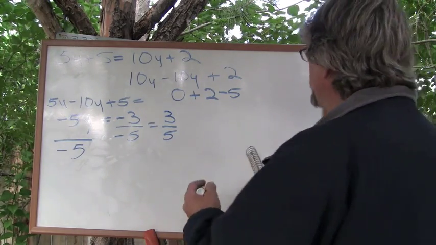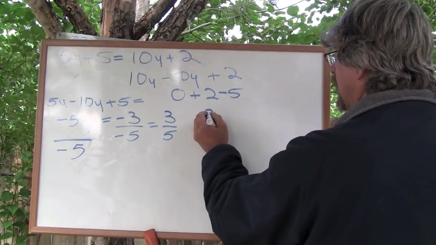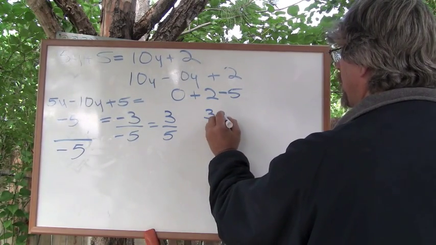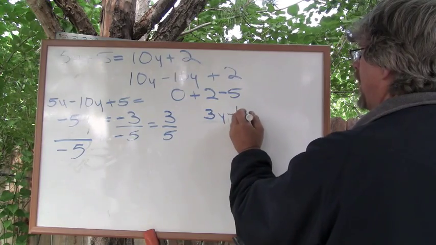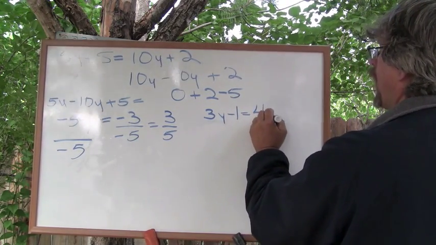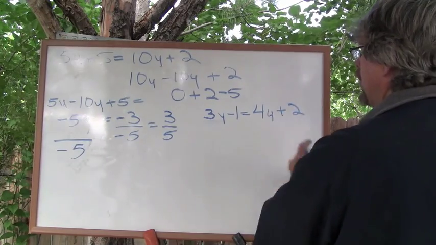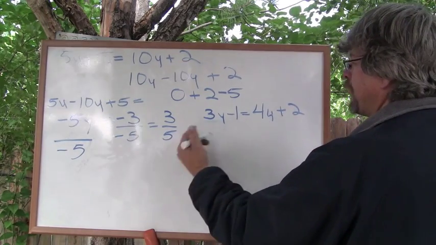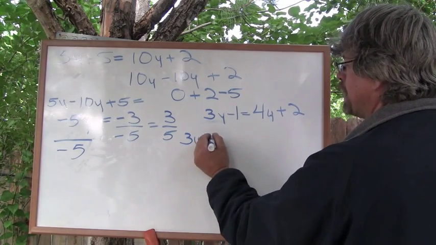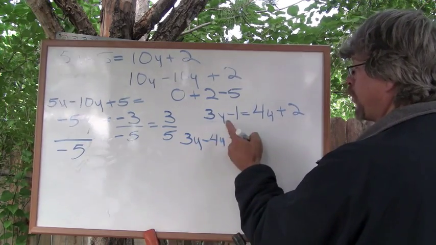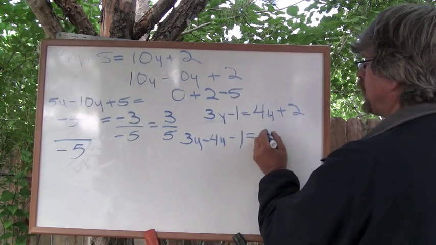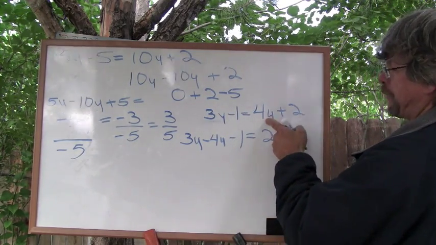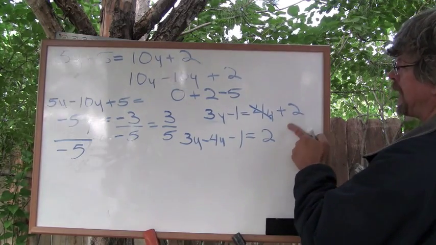Let's do another one of these. Let's say we have, I probably write way too big, huh? 3y minus 1 equals 4y plus 2. We want to put the y's on the same side, right? So let's subtract 4y from here. So this is going to be 3y minus 4y minus 1 equals 2. We just subtracted 4y from here and subtracted 4y from there. Subtracting 4y here got rid of it, so we're only left with this 2.